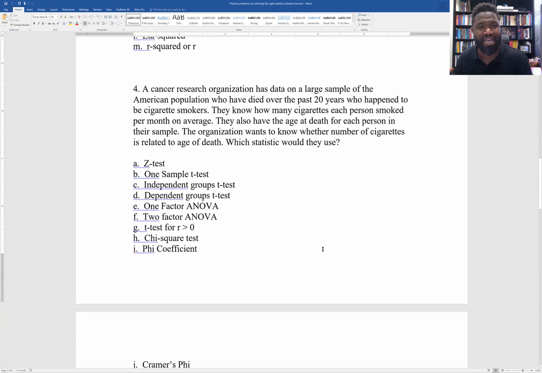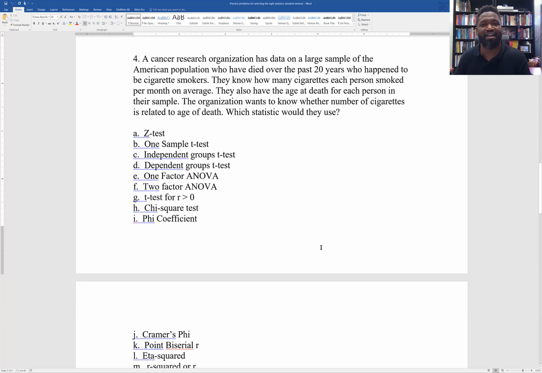Question 4. A cancer research organization has data on a large sample of people who happen to be cigarette smokers, okay? So all the people in our sample are going to be cigarette smokers. They know how many cigarettes each person smoked per month on average, and then they also have the age of death for each person in their sample. The organization wants to know whether the number of cigarettes is related to the age of death. Okay, so everybody's a smoker, right? So we don't have any groups here.